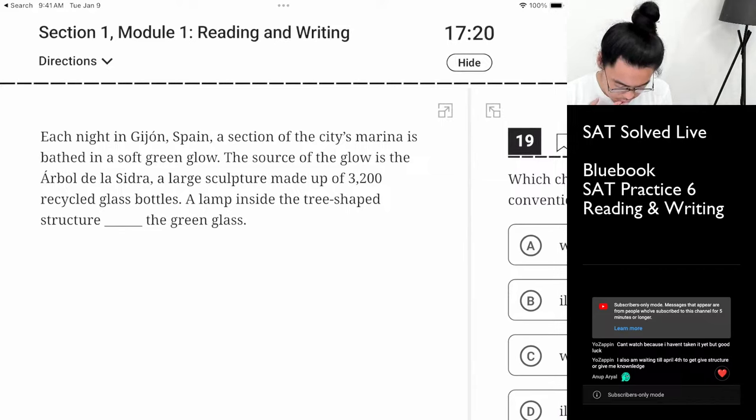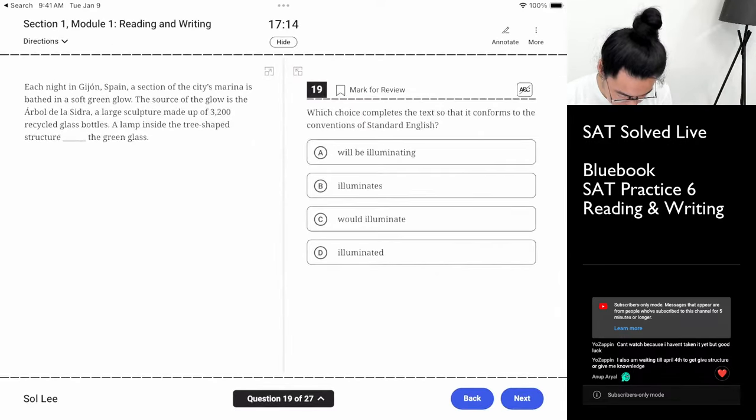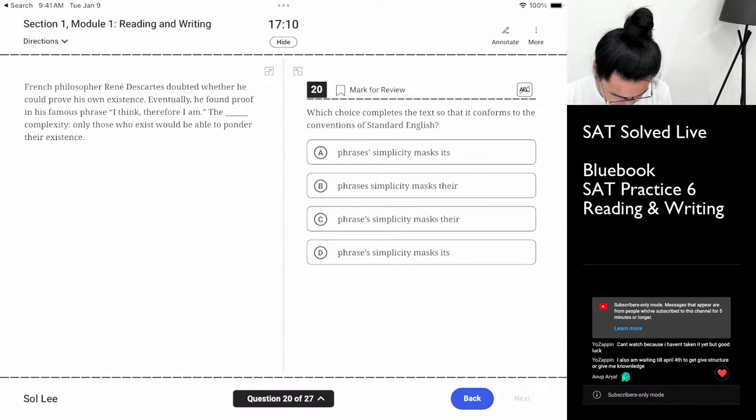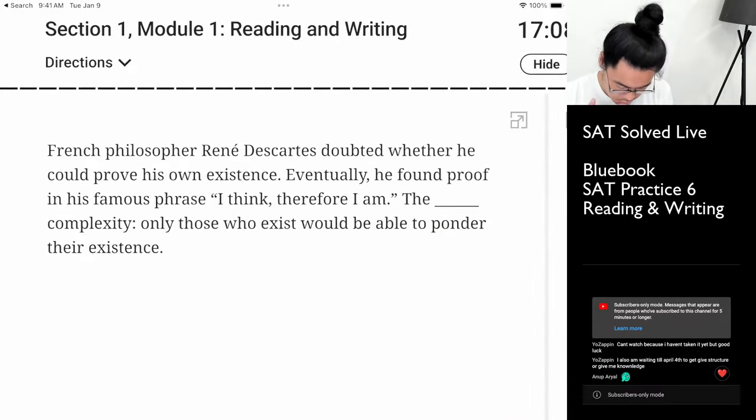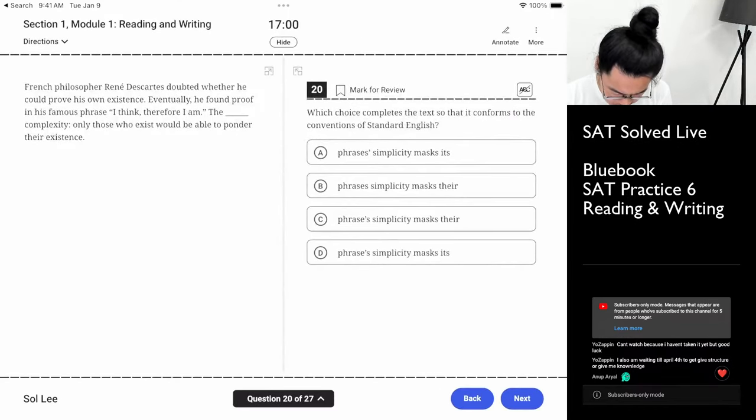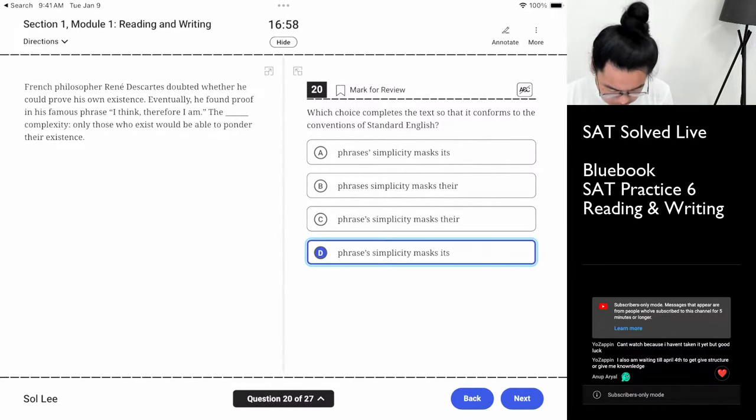Each night, the source of the glow is a lamp inside the tree-shaped structure, something illuminates. Okay. French philosopher René Descartes doubted whether he could. Yeah. The phrase's simplicity masks it. Yep.